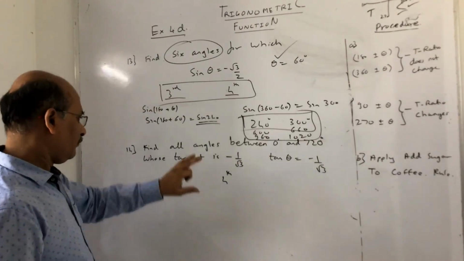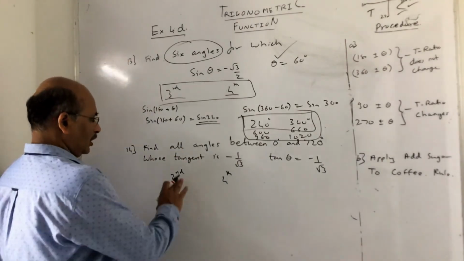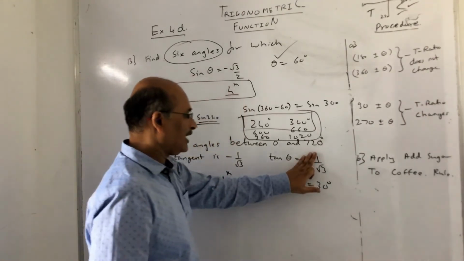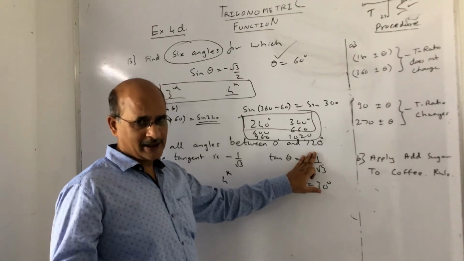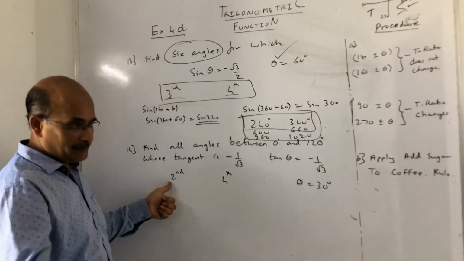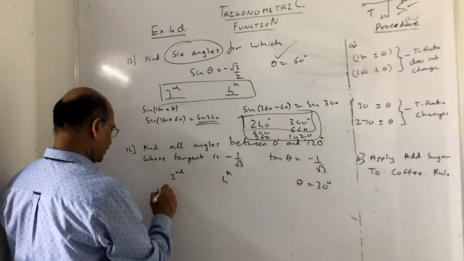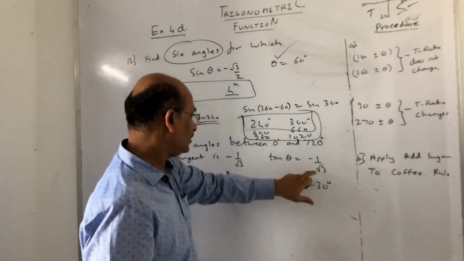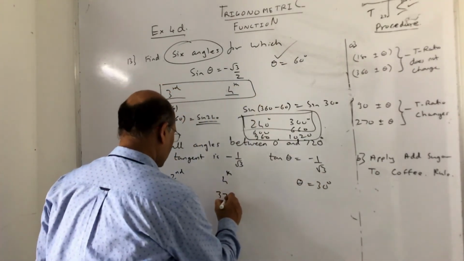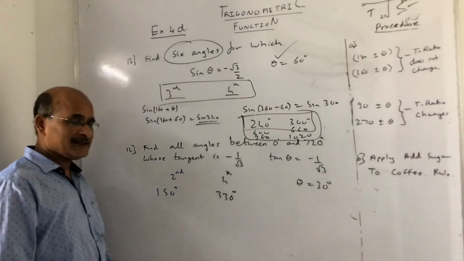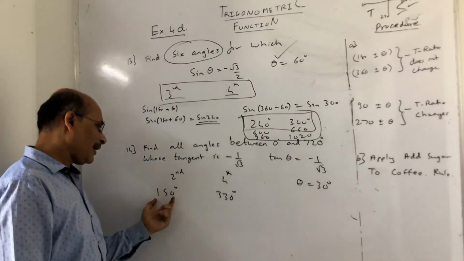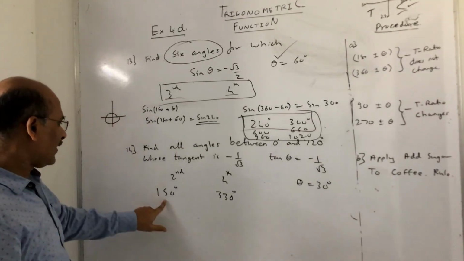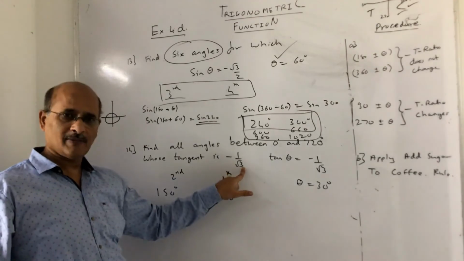Now let us first find what happens between 0 and 360 degrees. By the way, theta is 30 degrees in this case. You ignore the negative sign: tan theta is 1 by root 3, so theta is 30 degrees. Second quadrant: 180 minus 30, so 150 degrees. Fourth quadrant: 360 minus 30 is 330 degrees. But they are asking us for between 0 and 720. See, in one rotation, at two values, 150 degrees and 330 degrees, it is minus 1 by root 3.